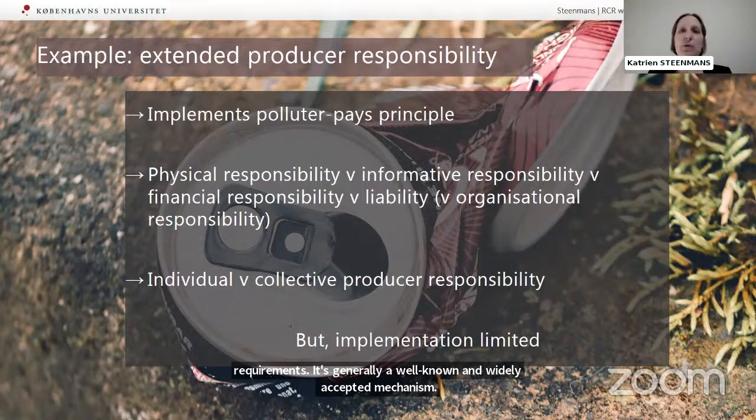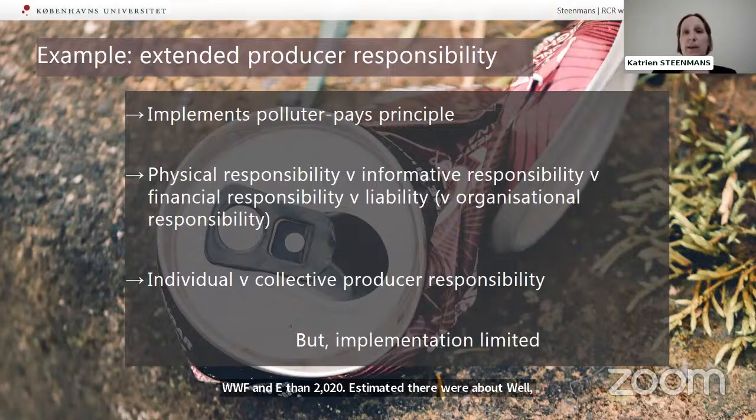WWF and EAP in 2020 estimated there were more than 400 EPR schemes implemented around the world. And some countries like Japan and certain EU member states implemented EPR schemes more than 20 years ago, whereas other countries like Kenya are poised to adopt their EPR regulations anytime.